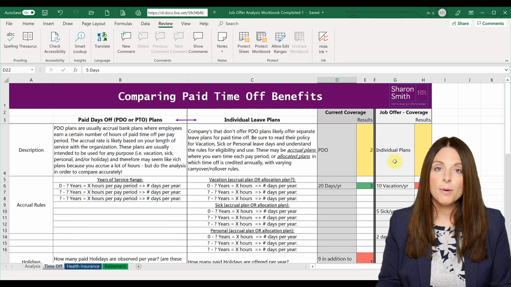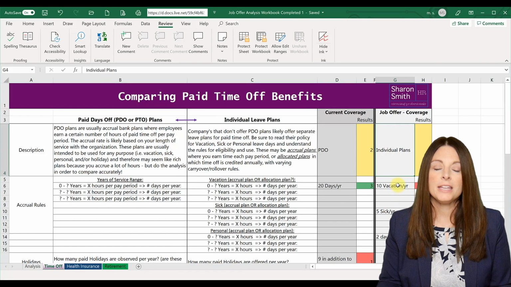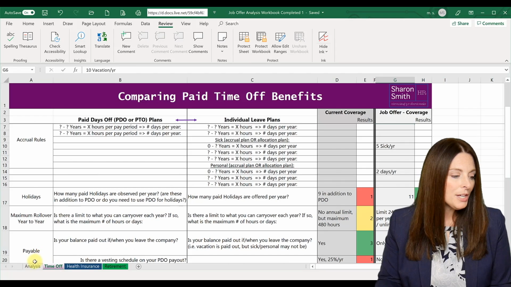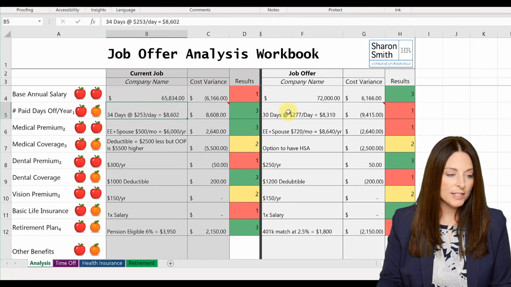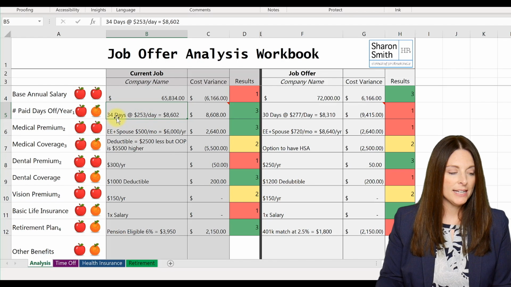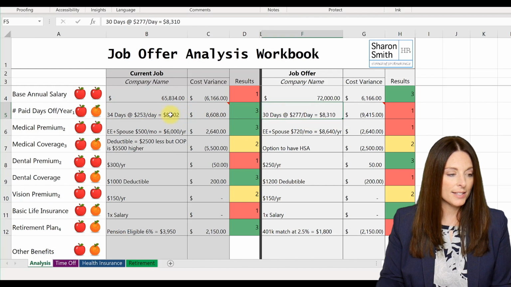If you have your job offer, of course, you want to reach out to the HR folks who've extended the offer, and you can get all that information from them if they also don't have it on their external website. So back here on the analysis tab, I went ahead and put in the number of days off. And as you can see, based on my current salary, I figured out how much I make per day and the number of days off that I get. And the annualized value difference is only about $300, as you can tell over here, $8,310 versus $8,600.